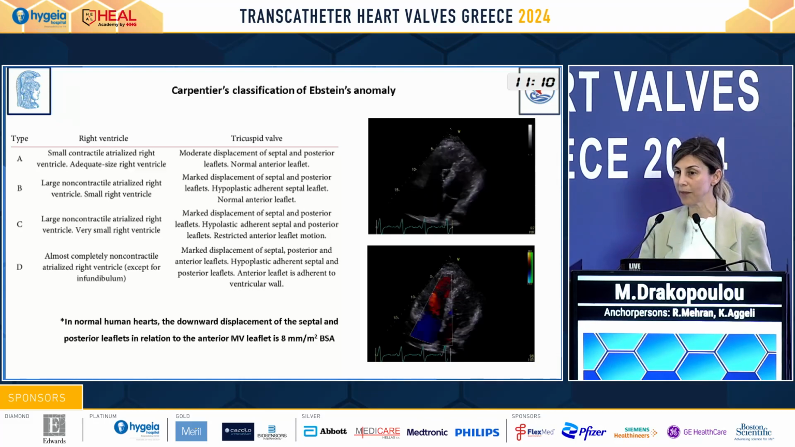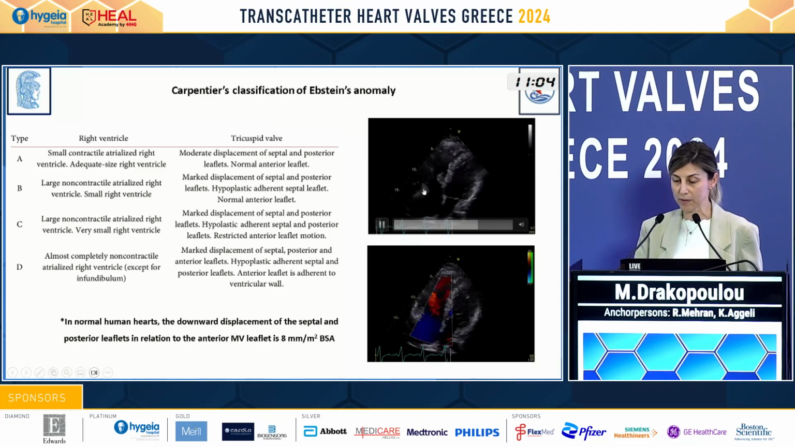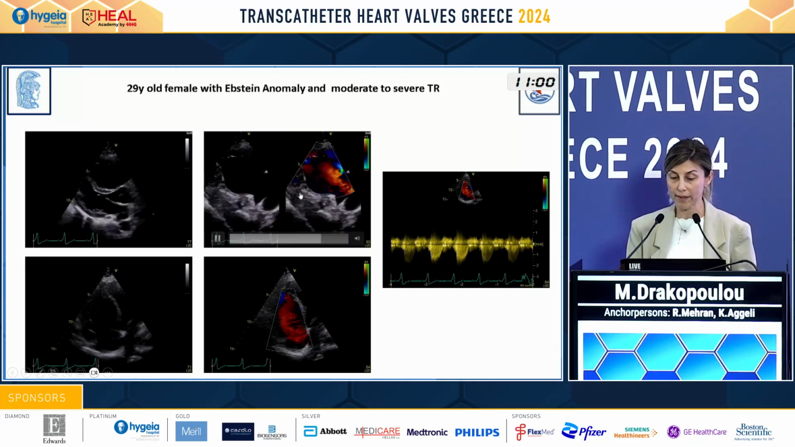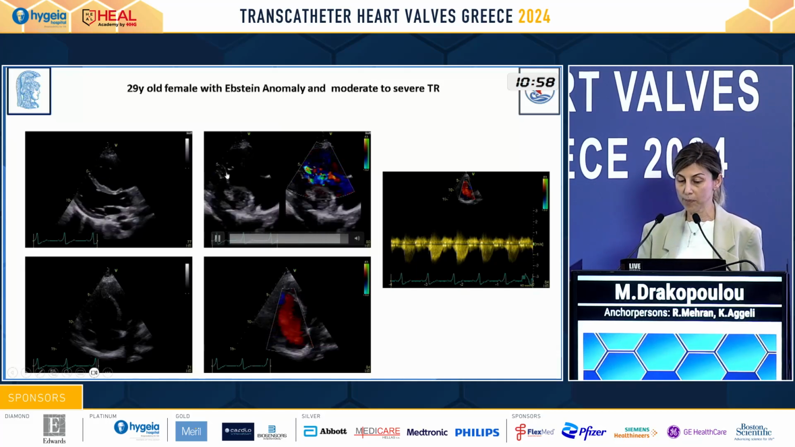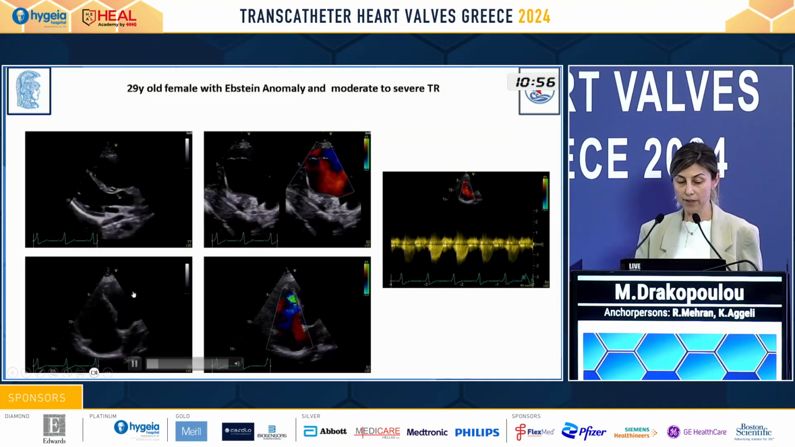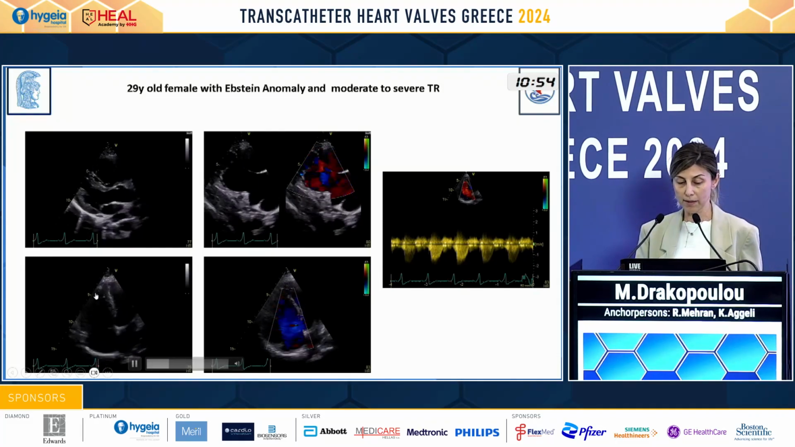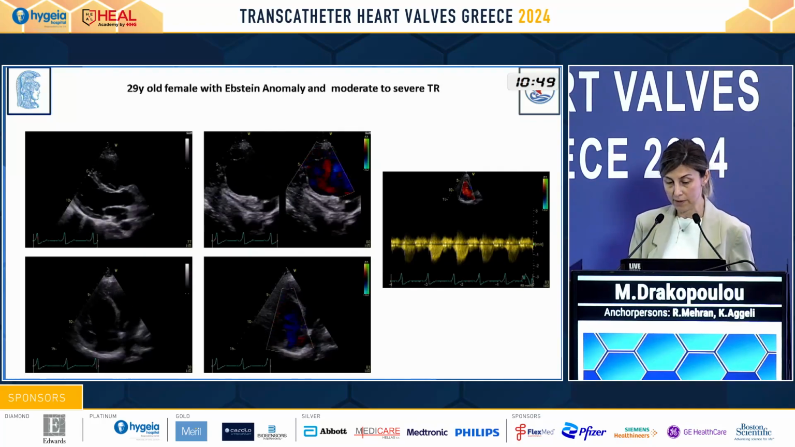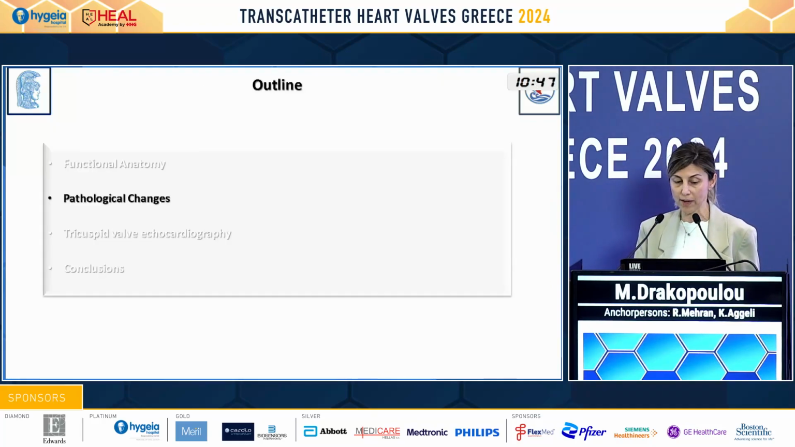And we see that we have mild forms and severe forms, starting from the A to the D type. As we can see here, it's a moderate form, but we can have also extreme forms, like this patient in whom both septal and posterior leaflets are very high in the right ventricle, reaching the apex of the right ventricle. So this is the congenital heart disease and the Epstein anomaly of the tricuspid valve.